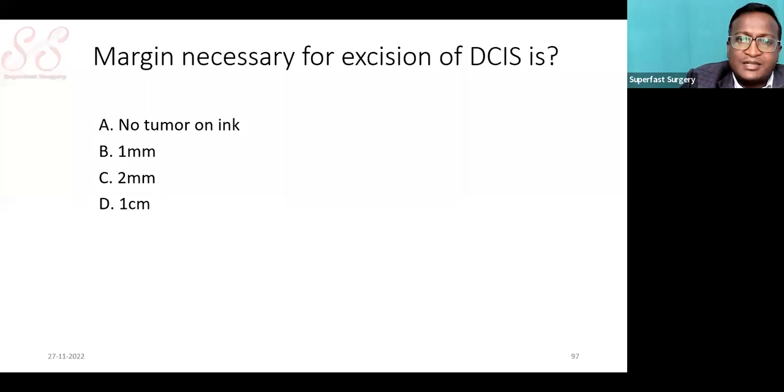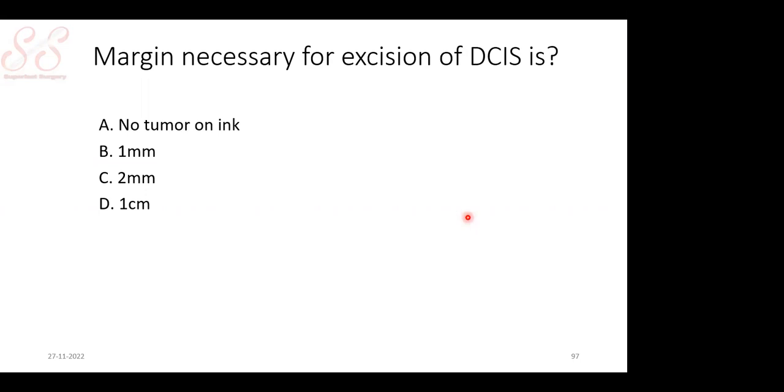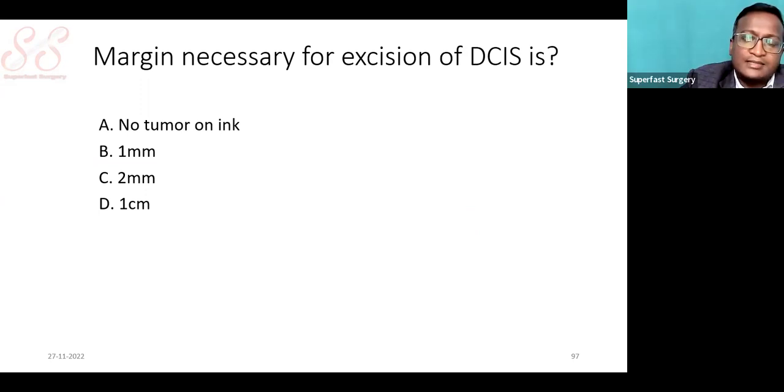The margin necessary for excision of DCIS is: no ink on tumor, 1 mm, 2 mm, or 1 centimeter. Yes, so the correct answer is C, it is 2 mm. The margin for invasive ductal cancer is only no tumor on ink, but in DCIS it is 2 mm. That is, we need a larger margin in case of DCIS.